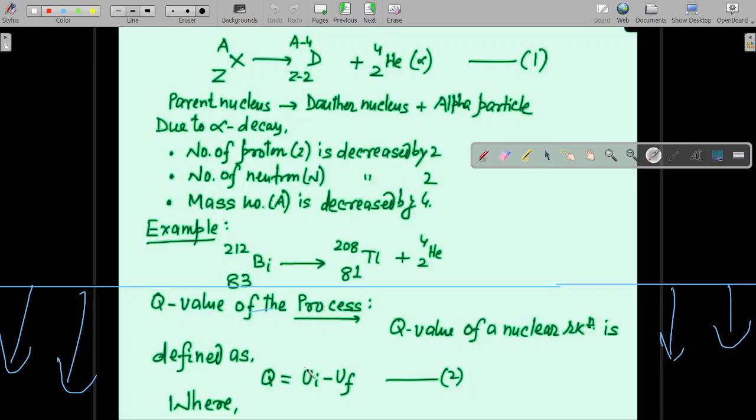So Q value of a nuclear reaction is defined as Q equal to Ui minus Uf. Now what do these symbols mean? What is the meaning of Q, Ui and Uf? Let us see.